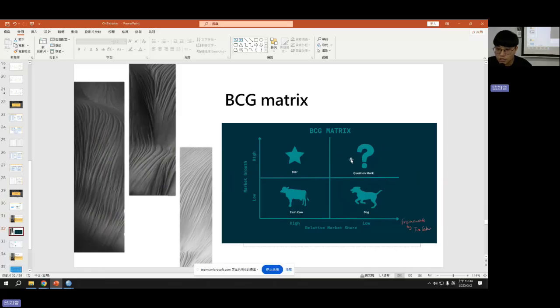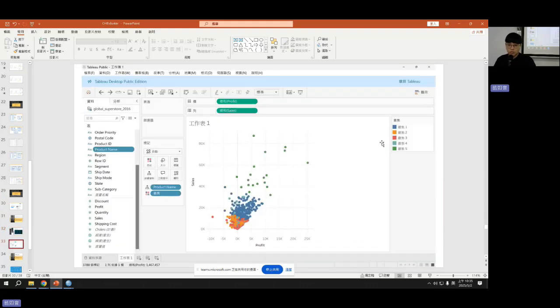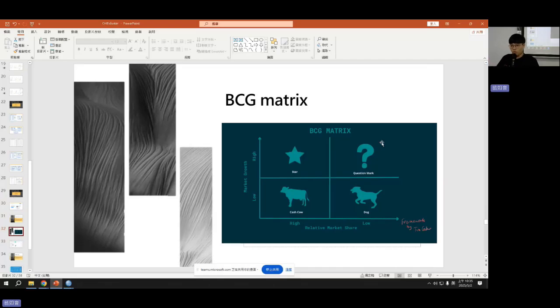So in these cases, you have to do observation because you are not sure whether this kind of product will become a dog or a star. So this needs further observation of the product. So how can we use cluster analysis to separate the products into categories, and then use the BCG as a structure to interpret or categorize the products?